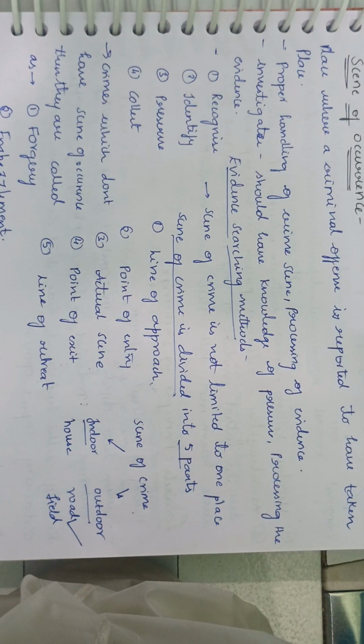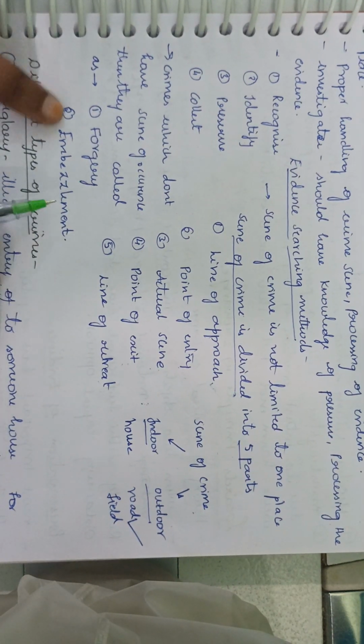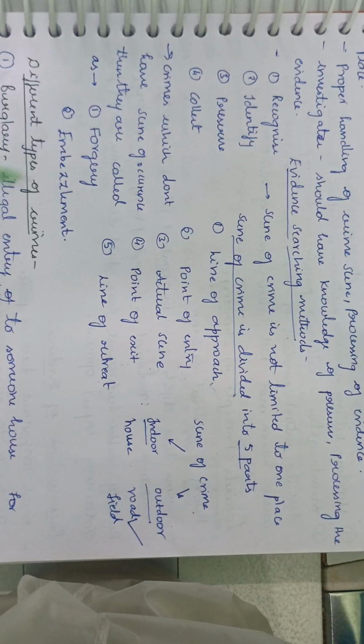There are some crimes which don't have any scene of occurrence, meaning they don't have any crime scene, but the crime has been committed. Examples are forgery and embezzlement. Here we don't have any particular scene of crime, but the crime has been committed.